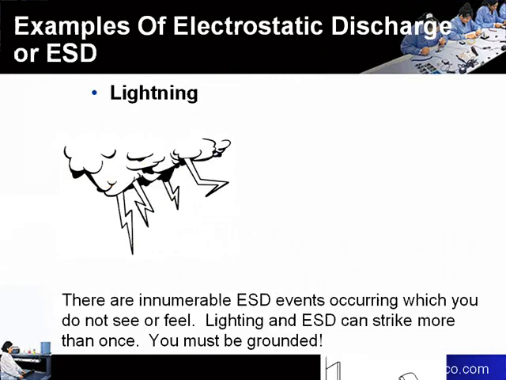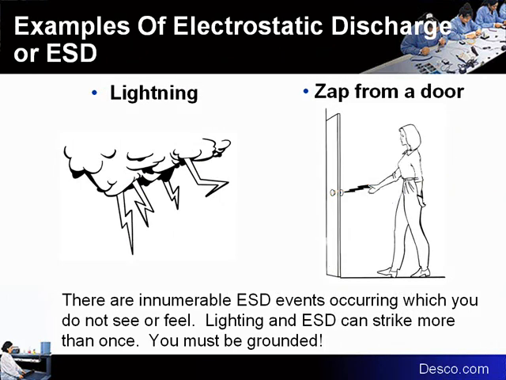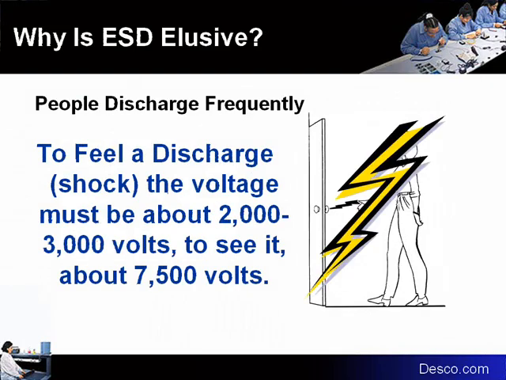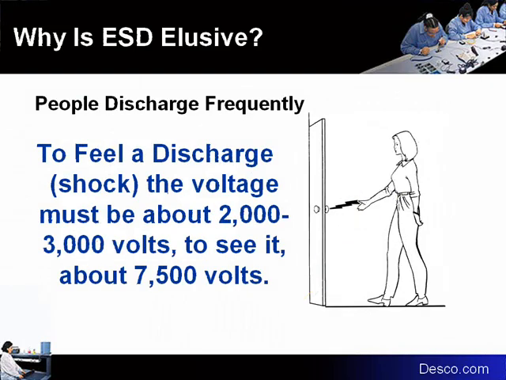Lightning is a very large example of static electricity, as well as the zap you feel from walking across a carpet and then touching a doorknob. To feel a discharge or the shock, the voltage must be about 2,000 to 3,000 volts, and to see it, about 7,500 volts. ESD control is necessary to prevent innumerable little lightning bolts, or ESD events, from occurring. 25% of unidentified electronic failures are typically a result of ESD.